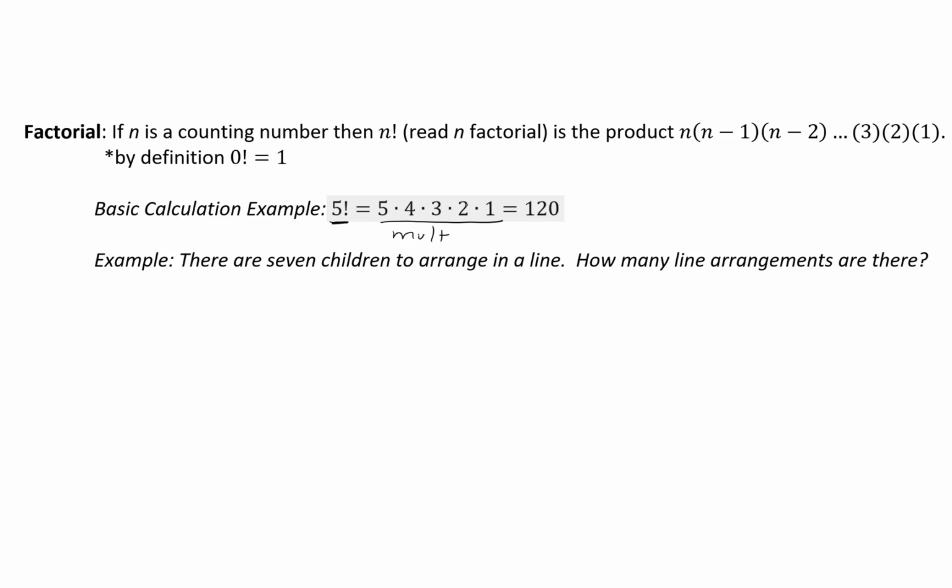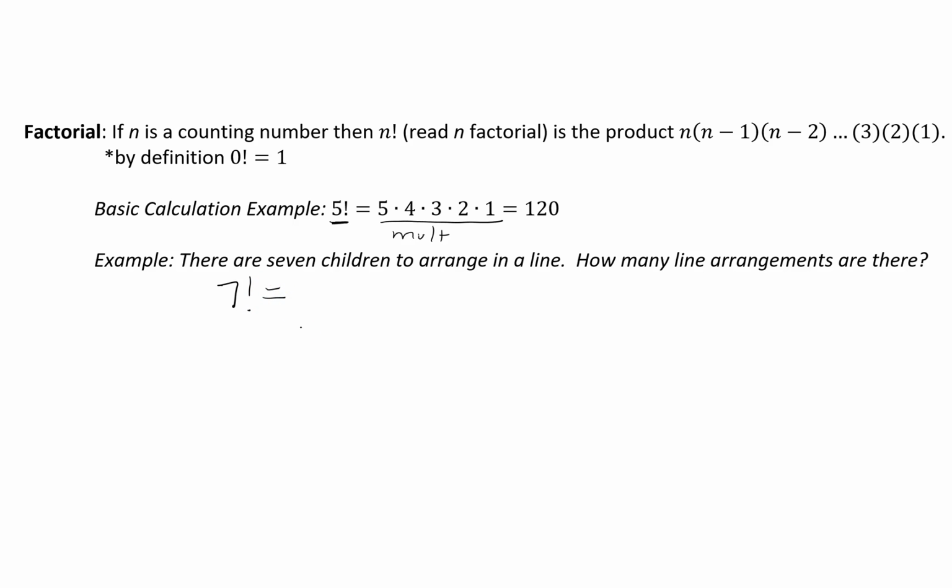Okay, now to apply this to a problem. There are 7 children to arrange in a line. How many line arrangements are there? Okay, I have to make an assumption. One assumption is that I'm going to use all 7 children, and that I'm going to be in a straight line, not circular. That becomes a very different problem if it's circular. So what I'm doing is I'm looking at 7 factorial.